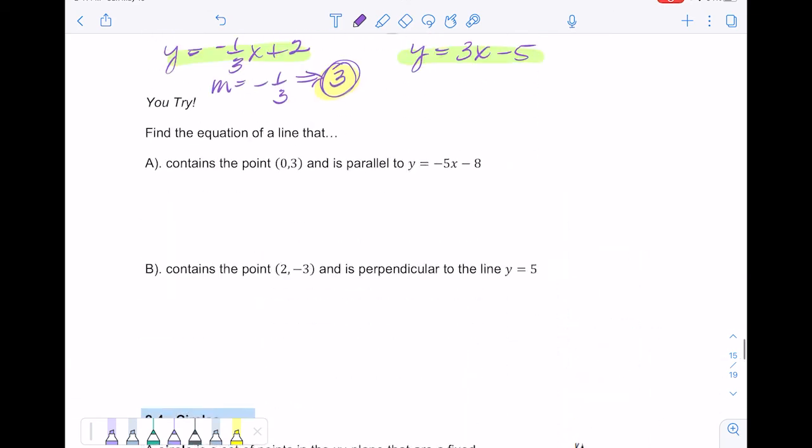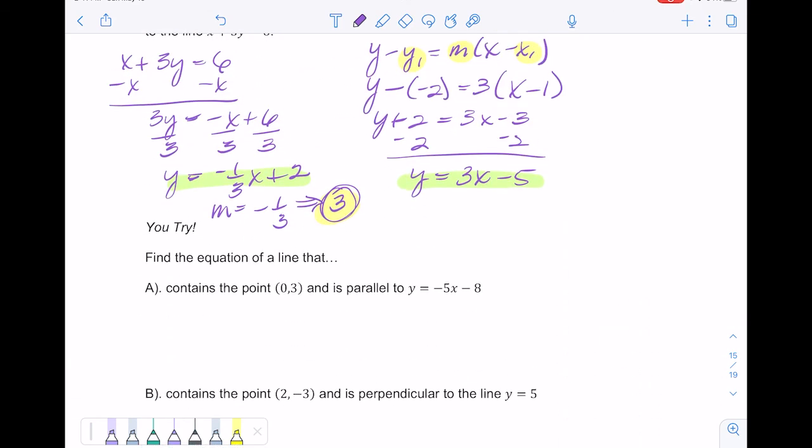Okay, I believe that's the end of lesson 2.3. The next one will be 2.4 for circles.